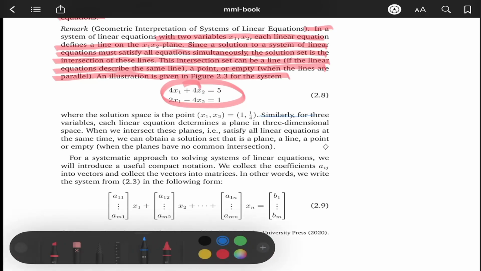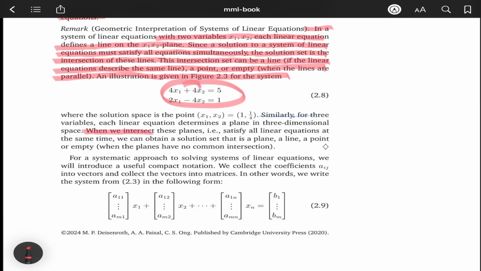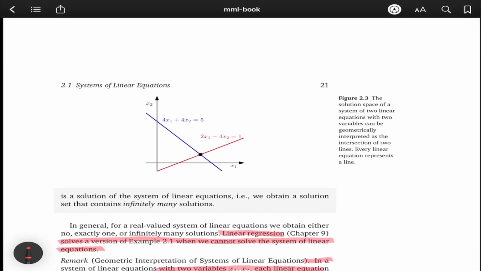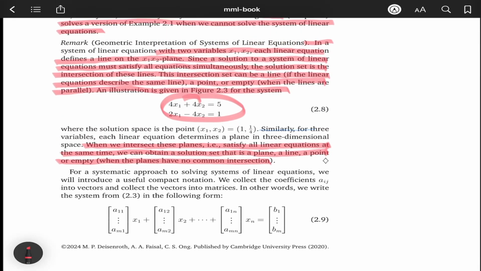Similarly, for three variables, each linear equation determines a plane in three-dimensional space. When we intersect these planes, meaning we satisfy all linear equations at the same time, we can obtain a solution set that is a plane, a line, a point, or empty. So it's basically the same thing, just one dimension higher. From the plane point of view, a line is the best you can do, then you have a point, then you have 0 points. From 3D space, a plane is the best you can do, then you have a line, then a point, and then 0 points. Yeah, it makes sense. It's just one dimension higher.